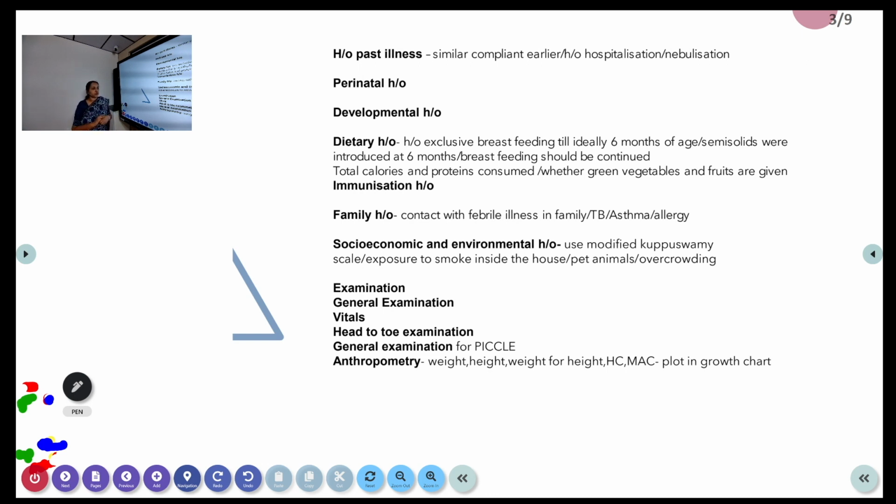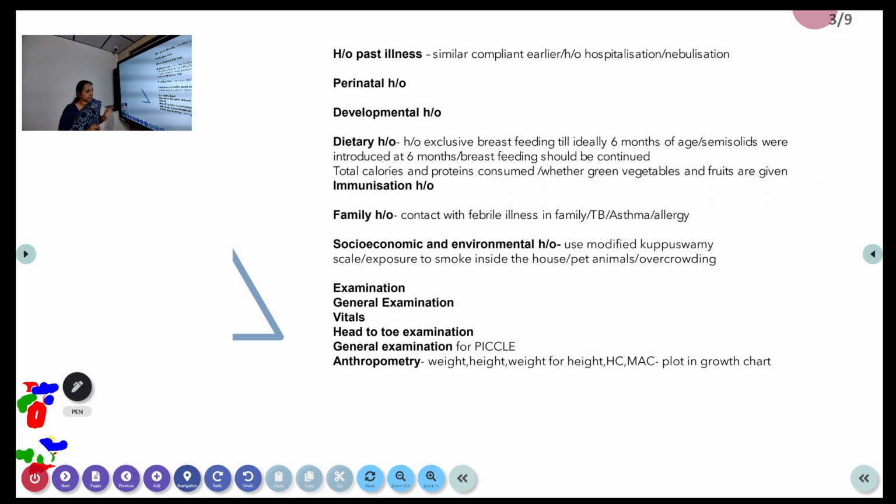Then comes the socio-economic and environmental history. You know all that. So some factors inside the house, social factors. Is there overcrowding in the house? Is the father or somebody else a smoker? And what is the fuel they are using for cooking? Suppose it is firewood they are using, smoke will be there, and that can produce indoor air pollution. So these can all produce recurrent cough and wheeze and respiratory infections in children. So all that you will have to ask in a case of pneumonia. So that will be regarding the history taking.